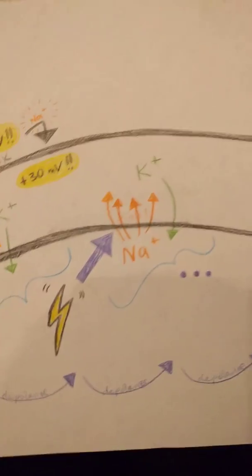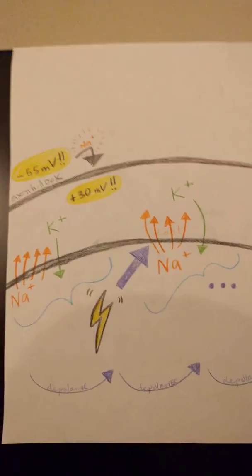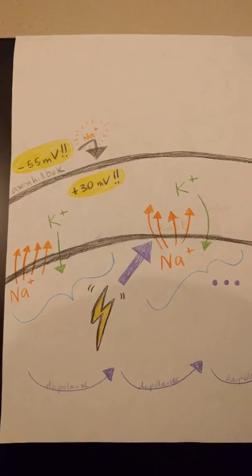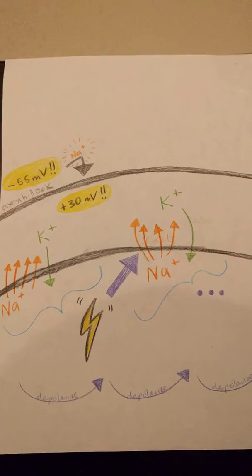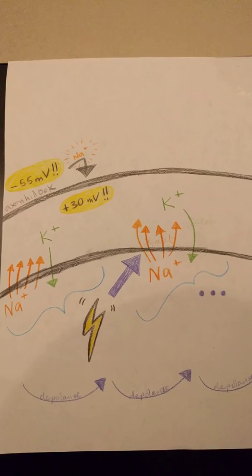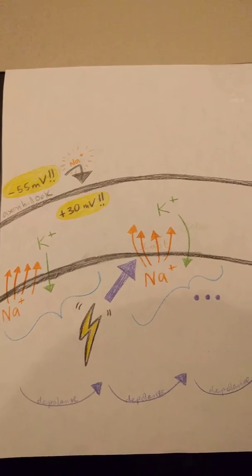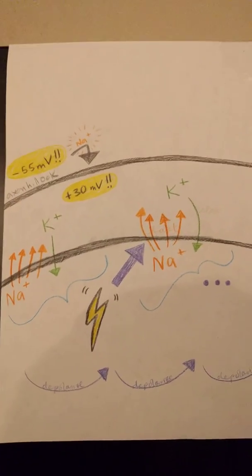All right, so this is an all or nothing response. If we do not reach negative 55 millivolts, no gates are going to open. These are voltage-gated channels. So no negative 55, no gates. No gates, no action potential.